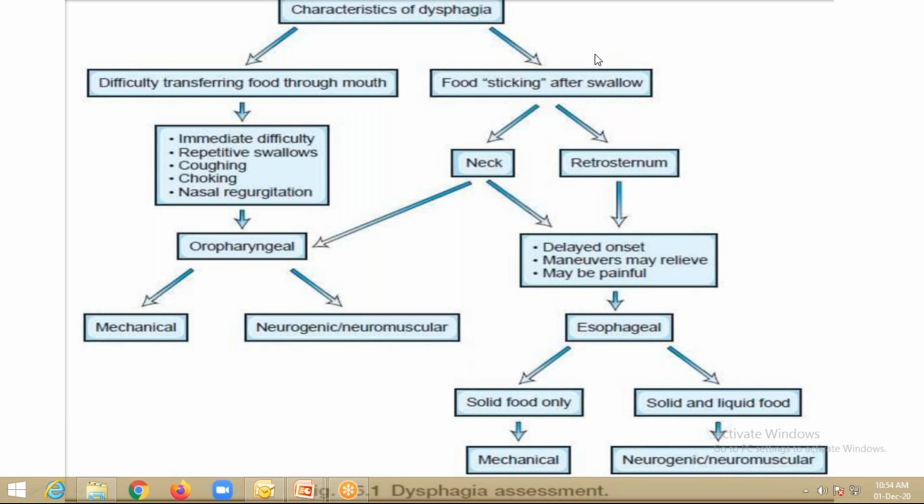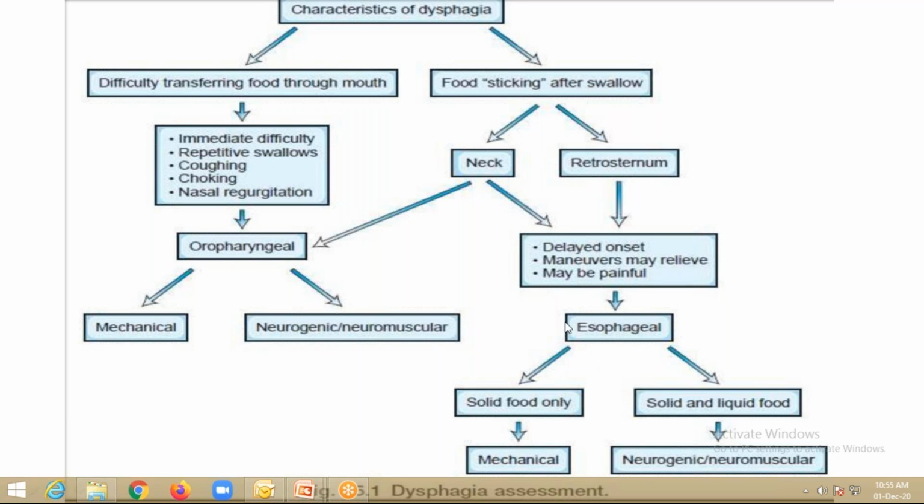If there is food sticking after a swallow, with the sensation of food sticking in the neck, then suspect oropharyngeal. If features like delayed onset, relief by repeated swallowing, or painful swallowing are present, suspect an esophageal cause, or if the food sticking is in the retrosternal area. If these features are present, suspect an esophageal cause of the dysphagia.